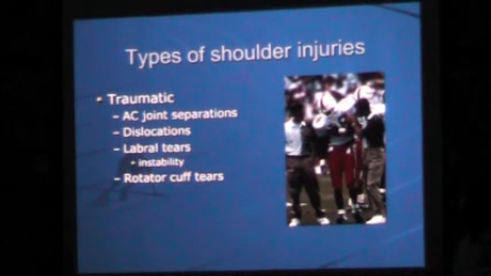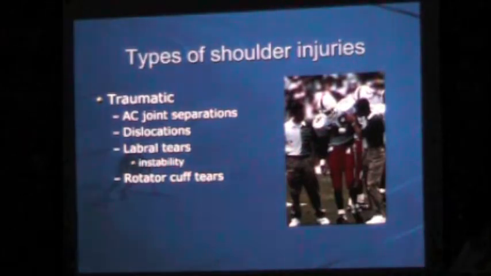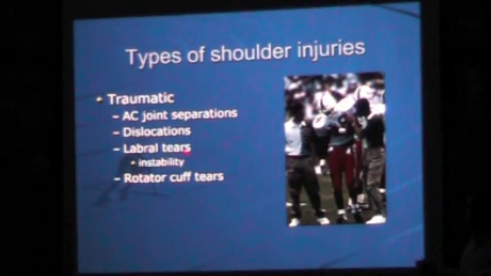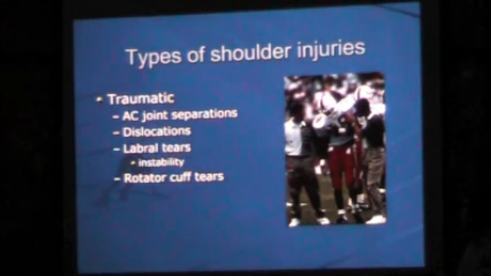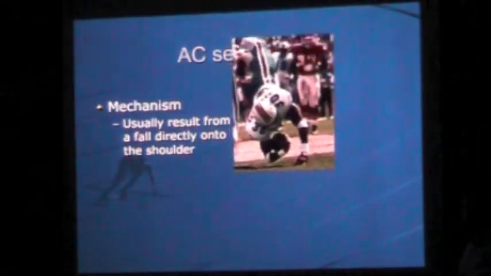And so that's why it's key to really find out the mechanism of the injury, how it happened. So AC joint separations, dislocations, labral tears, rotator cuff tears, those can all be traumatic. Some of these can be chronic as well, but those are mostly traumatic.